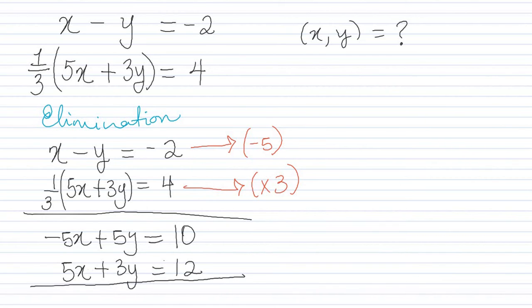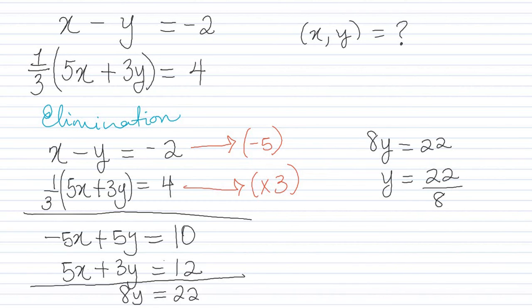So when you add them up, -5x plus 5x is 0, and then 5y plus 3y is 8y equals 10 plus 12, that's simply 22. So you have 8y equals 22, y equals 22 divided by 8. Dividing by 2 here and 2 here, y equals 11 divided by 4. So y equals 11 divided by 4. That's basically the answer to the question so far.